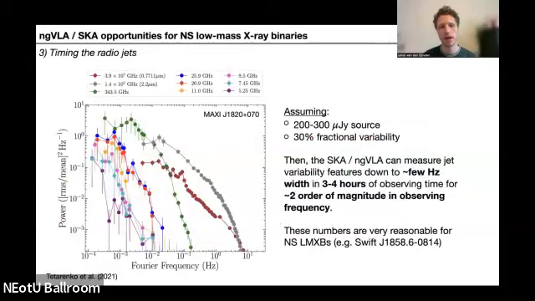A very exciting new opportunity in my mind is that we can try and time the radio jets from neutron star low mass X-ray binaries as well. This is a technique that has been pioneered in the past couple of years for black hole X-ray binaries. You see an example of that here on the left for MAXI J1820, which is work by Alex Tetarenko et al. And what you can see is that across a wide range of different radio frequencies, it's possible to actually produce power density spectra from the radio light curves.